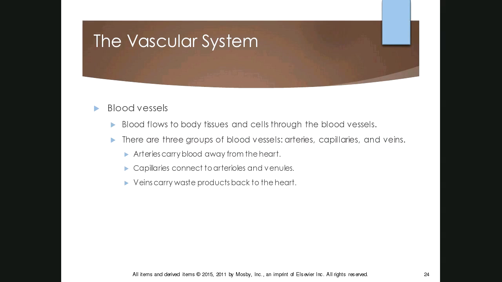Capillaries connect to arterioles and venules, and they're the ones who allow the nutrients and the oxygen to go out to the cells in the body tissues, and then the venules pick those deoxygenated and the waste products up and then carry it to the veins. The veins then carry those waste products back to the heart. So we got those deoxygenated red cells that need more oxygen, basically.